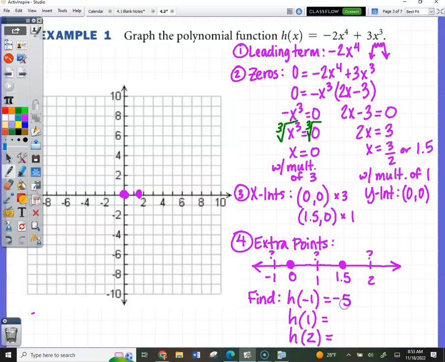Alright, so you've just found 3 more points on your graph. I don't know if you remember this, but that is the point (-1, -5). That is the point (1, 1). That is the point (2, -8). So plot them.